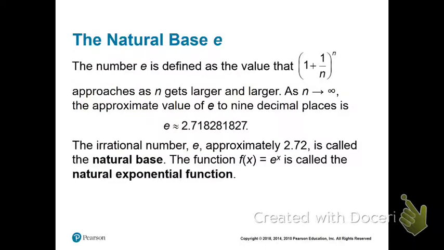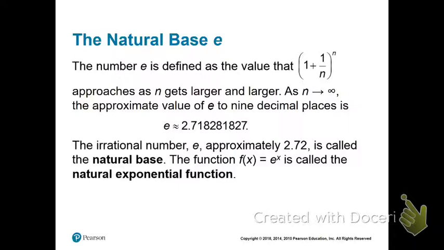So the natural base e. A number e is defined as a value that (1 + 1/n)^n approaches as n gets larger and larger, as n goes towards positive infinity. The approximate value of e to 9 decimal places is written there. So the irrational number e is approximately 2.72, and it's called the natural base. The function f(x) = e^x is called the natural exponential function.